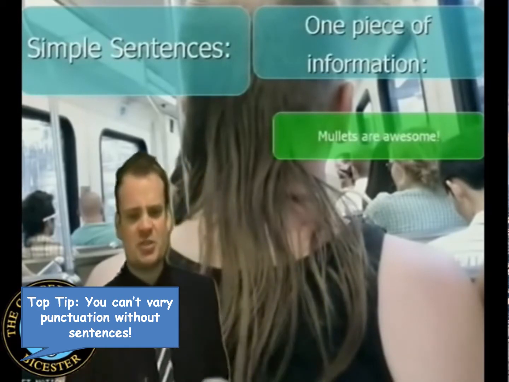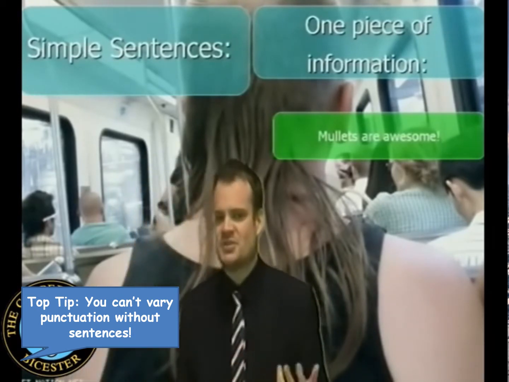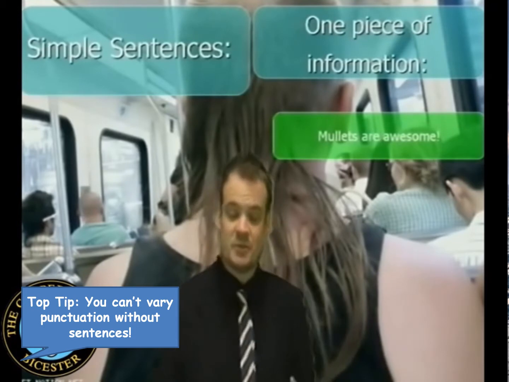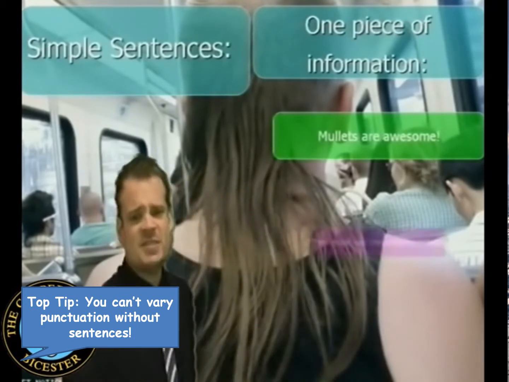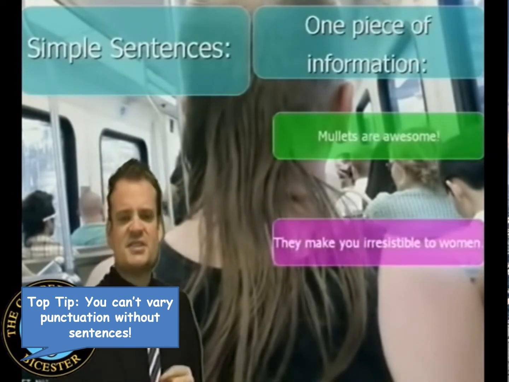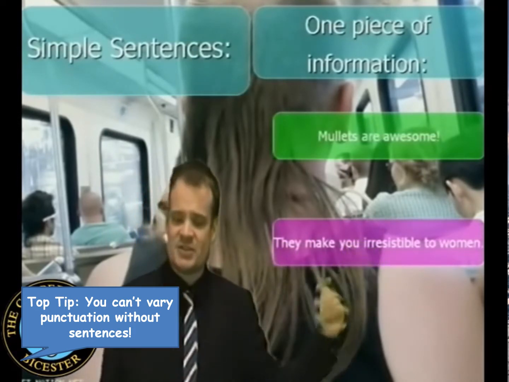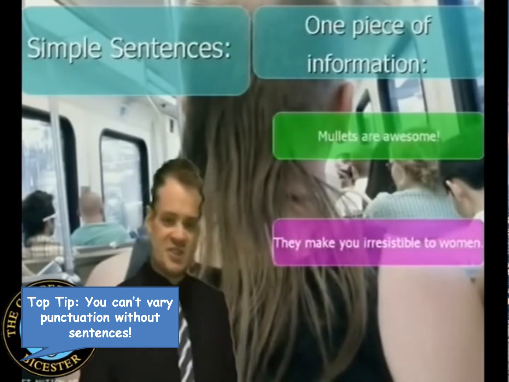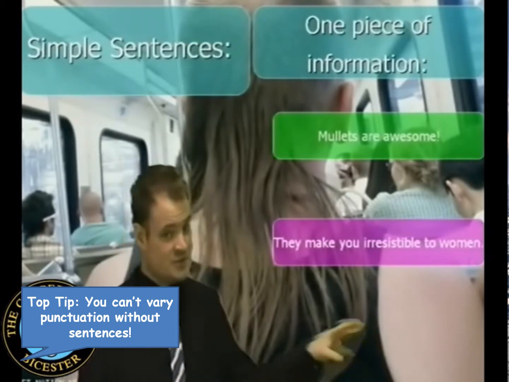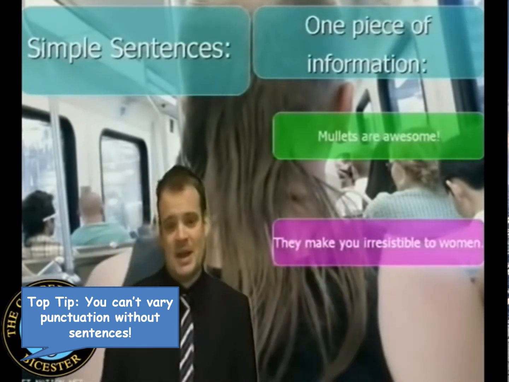And when people are trying to show off, they sometimes forget about the simplest option, which is the simple sentence, just 1 piece of information. But don't forget about them. There's one, here's another one. They make you irresistible to women. Again, same thing, clear sentence, full stop on the end, capital letter at the beginning, and it's nicely constructed, nothing wrong with it at all. Use them, show off, they can be quite powerful.